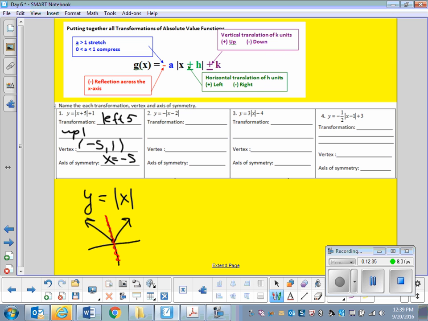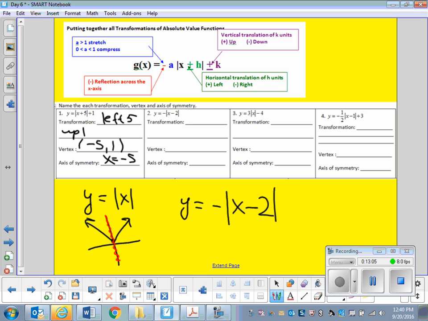The second one. It's minus 2 actually. It's blurred out and it looks like a 1, so just write it like that. The new function here is y equals minus absolute value of x minus 2. That's the second. Just to make sure that we are all on the same page, what transformations happened from the parent to this new one?